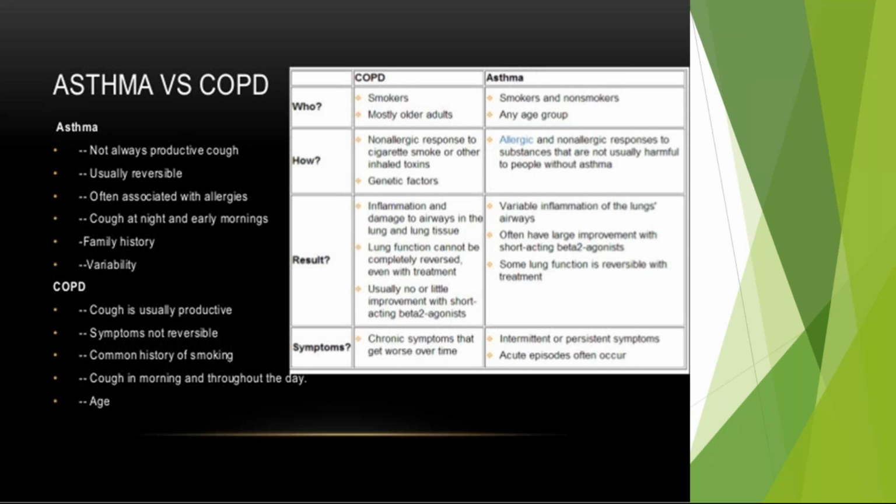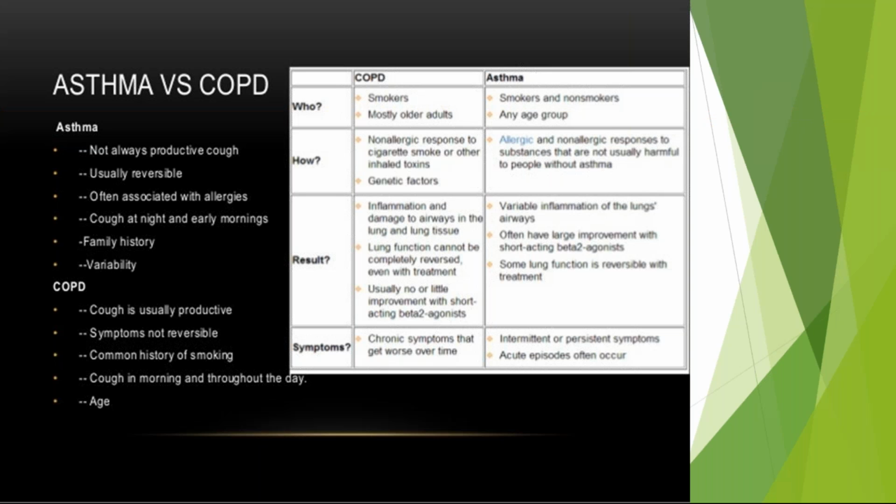And now the difference between asthma versus COPD. The main differentiating features between asthma and COPD: in asthma the cough is not always productive, whereas in COPD the cough is mostly productive. In asthma, by definition, there is reversible airflow obstruction, whereas in COPD it is not completely reversible. For asthma, there will be an associated history of allergies, whereas in COPD there will be a history of smoking.